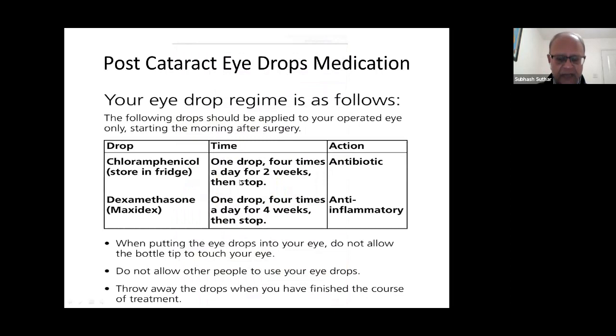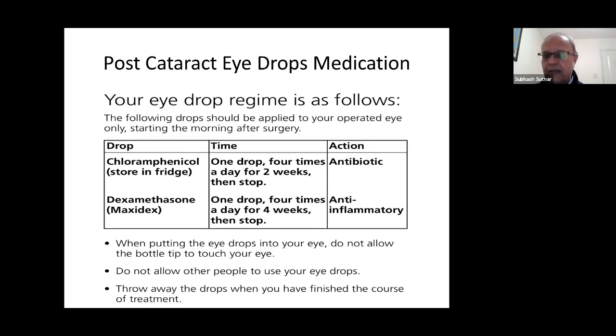Let's come to cataract. That was for glaucoma. Quite a large number of patients these days go through a cataract operation. And after the cataract operation, you can see from this slide, there are 2 drops which are prescribed, which are very essential. This slide is actually from Oxford University Hospital, from my good friend, Dr. Gurjit Singh from there. And what he has designed here is your eye drops regime as follows.